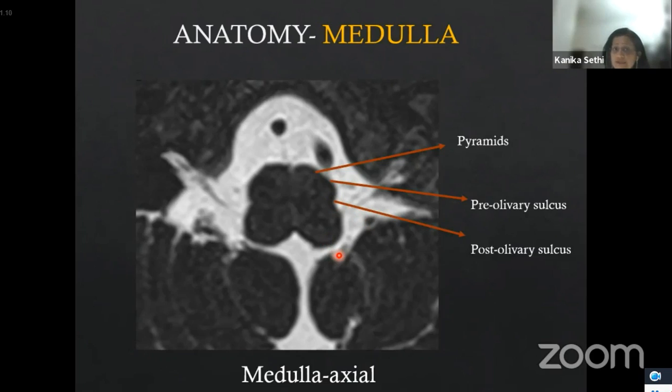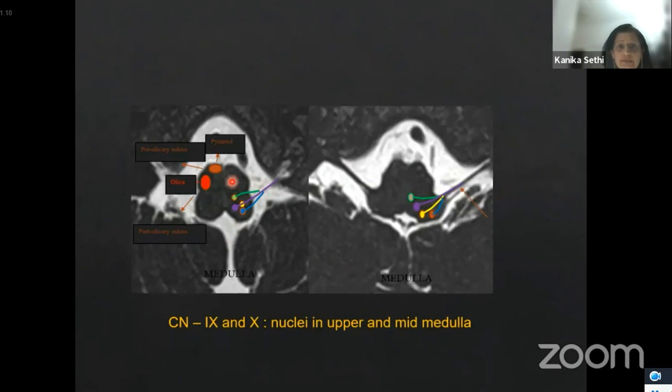So where are the nuclei of the cranial nerve 10th, or the vagus, present? Here are the nuclei: nucleus ambiguus and multiple more nuclei. They are in the posterolateral part of the upper and mid medulla. Again, these are the pyramids, the pre-olivary sulcus, olive, and that's the post-olivary sulcus. And here are the nuclei on the left side as well as on the right side.